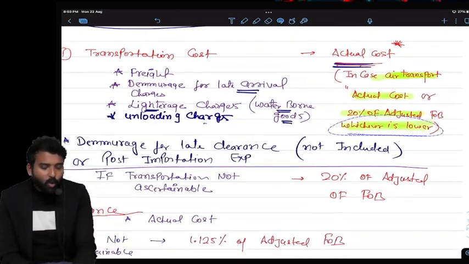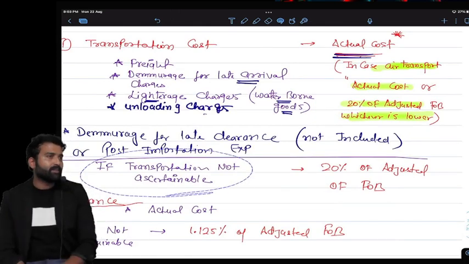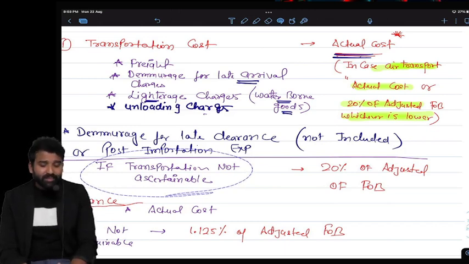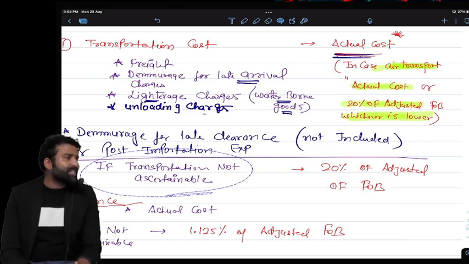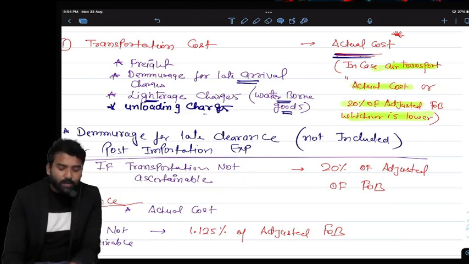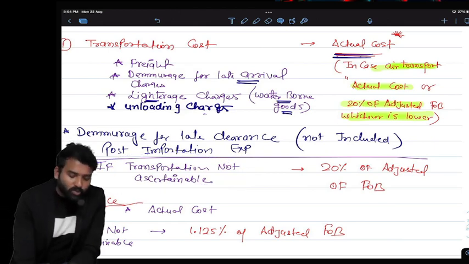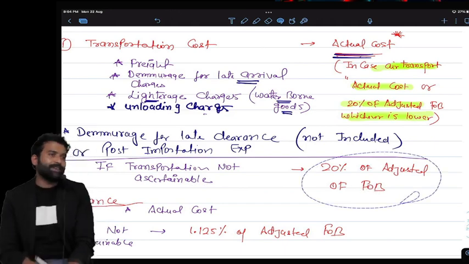Sir, what if my transportation cost is not given in the question? Sir, whether I have to add it or not, I can tell you one very important thing. These two additions of 10(2) are mandatory. So if there is no transportation cost given in the question, you have to choose a presumptive rate of transportation, and that will be again 20% of adjusted FOB.